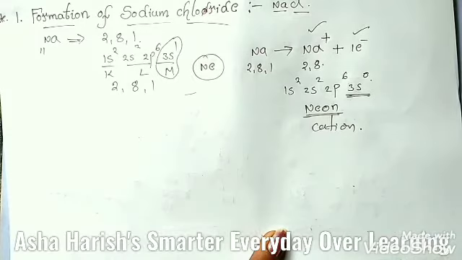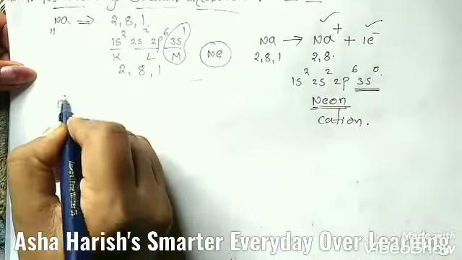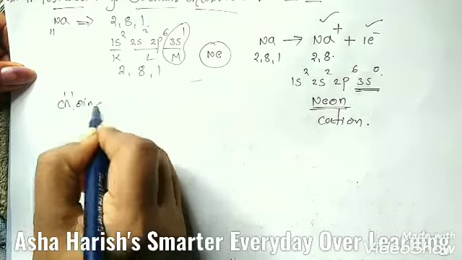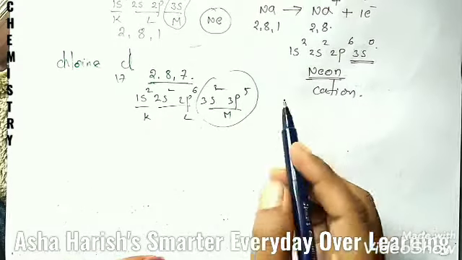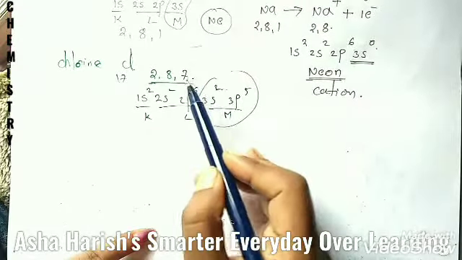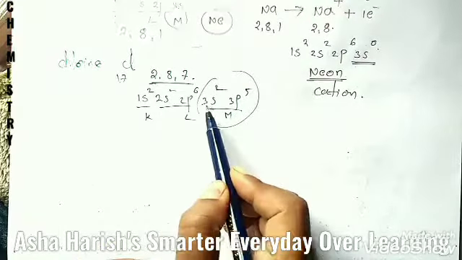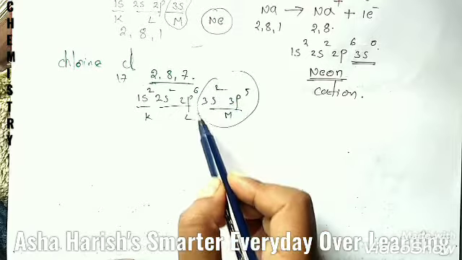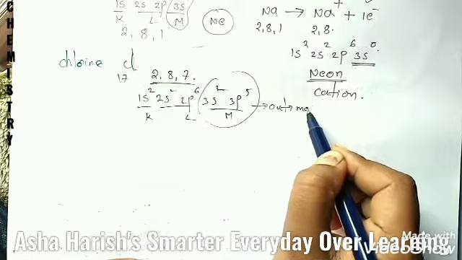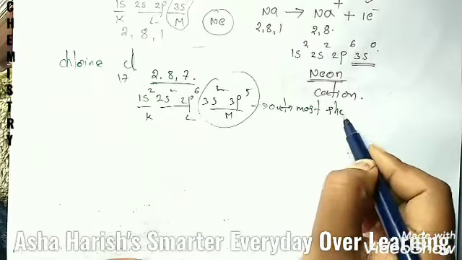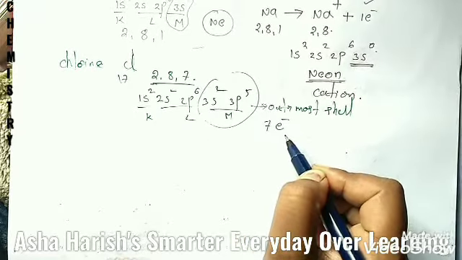Okay students, let's see about chlorine. On the other hand, chlorine has atomic number 17 and its electronic configuration is 2,8,7. How will it be? Let's see. If we write its electronic configuration here, 1s2, 2s2, 2p6, 3s2, 3p5, and this is the M shell, that means the outermost shell, nothing but the valency shell. And chlorine contains 7 electrons in its valency shell.